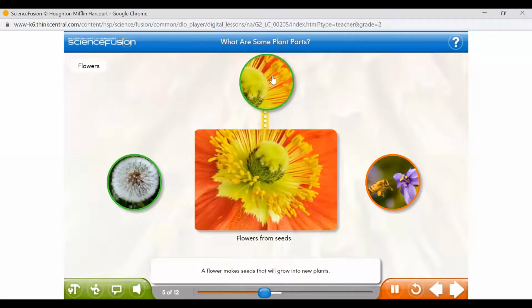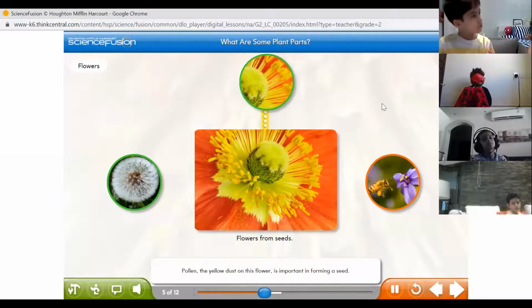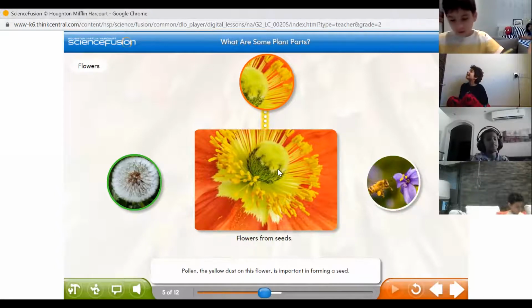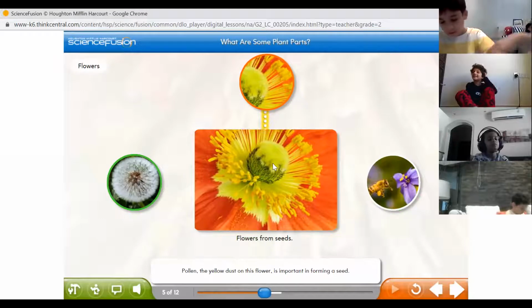A flower makes seeds that will grow into new plants. Pollen, the yellow dust on this flower, is important in forming a seed. So, flowers form seeds. Can you see inside? These small dots are seeds. Pollen is what? The yellow dust. There is a yellow dust.